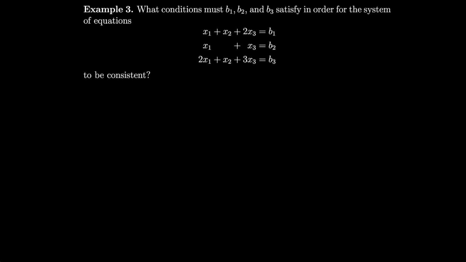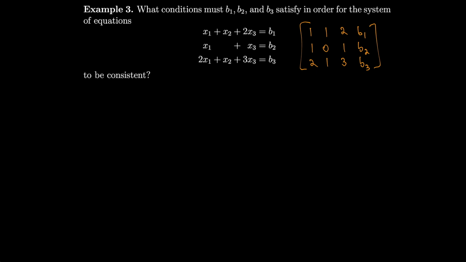What conditions must B1, B2, and B3 satisfy in order for the system of equations given to be consistent? Well, how about we write out the matrix for the system. Coefficients are 1, 1, 2, B1, and 1, 0, 1, B2, 2, 1, 3, B3. So how about we see what it would take to put this into a reduced row echelon form.